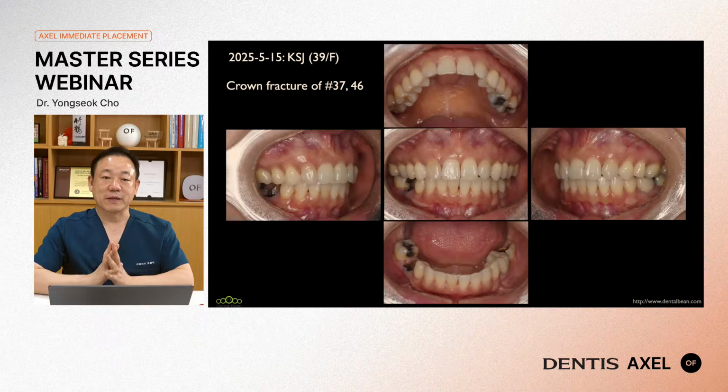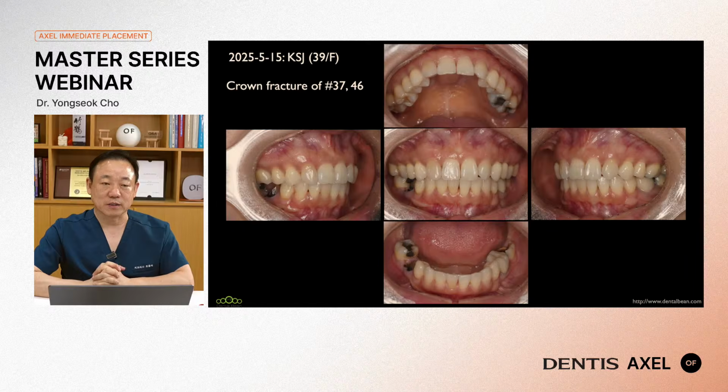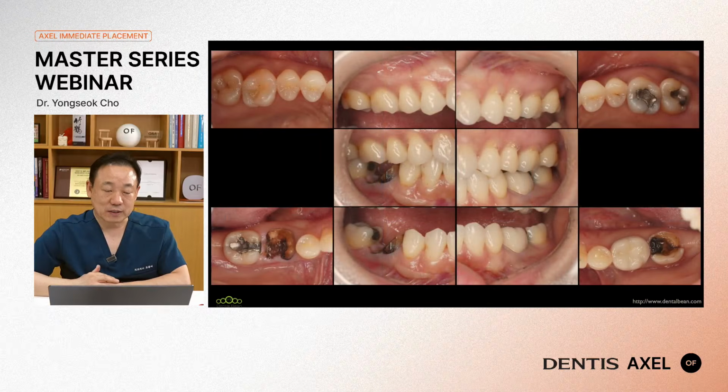Here is a 39 year old female patient who experienced crown fracture of numbers 37 and 46. In the intraoral clinical photo, we can see the severely decayed crowns of the left second molar and right mandibular first molar. So I planned extraction and immediate implant placement at that site.